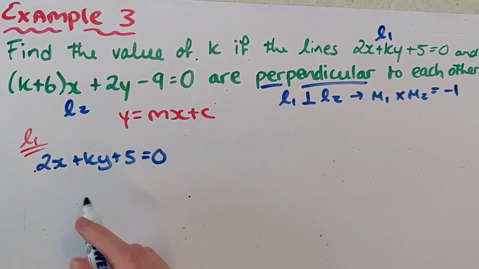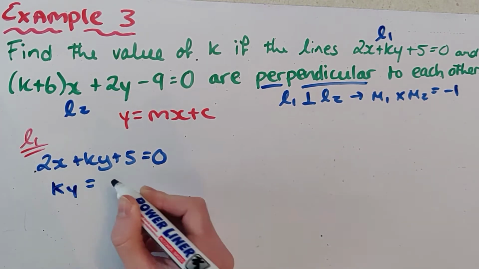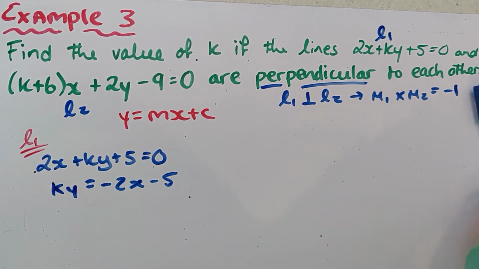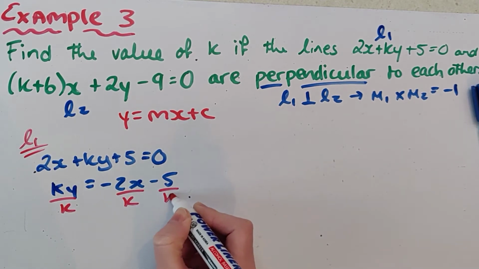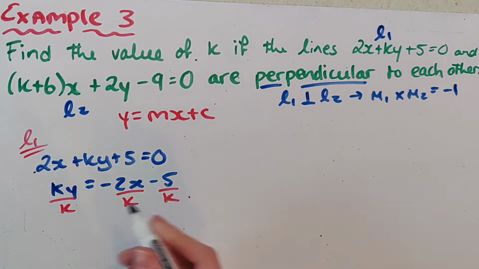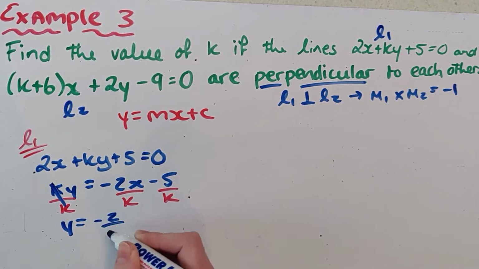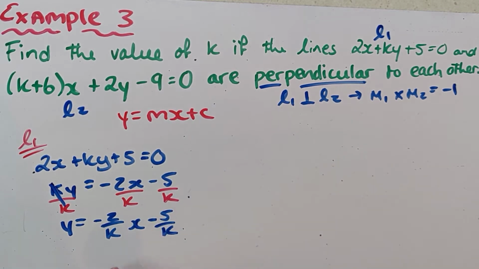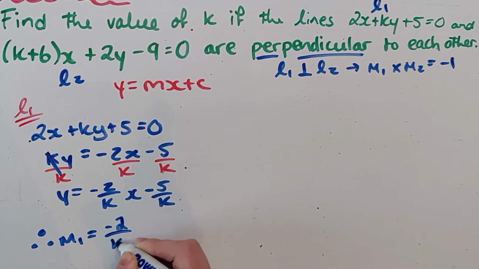So I'm going to start by bringing everything without a y to the other side, which means I get ky is equal to minus 2x minus 5. To get y fully by itself, I'm going to divide everything by k. So I'm going to divide each term by k. They cancel on the left hand side to leave me with y is equal to minus 2 over k x minus 5 over k. Which means now I can say, therefore, m1 is equal to minus 2 over k.